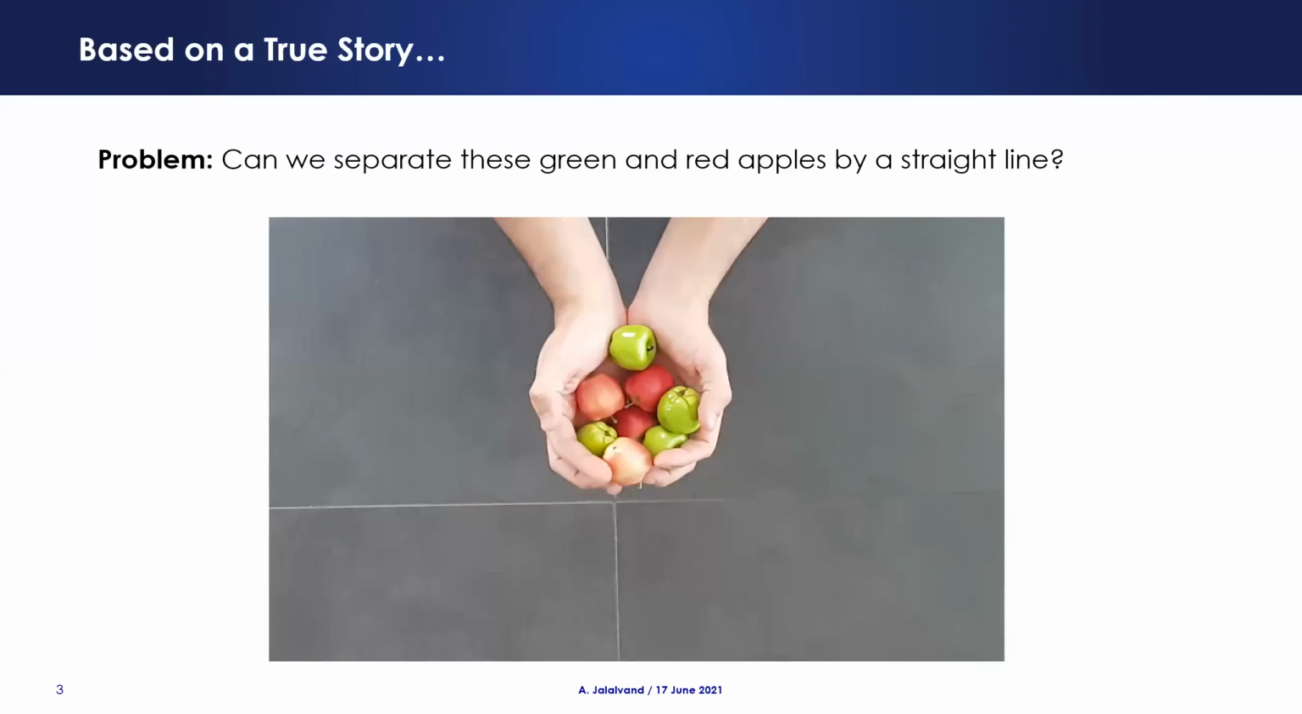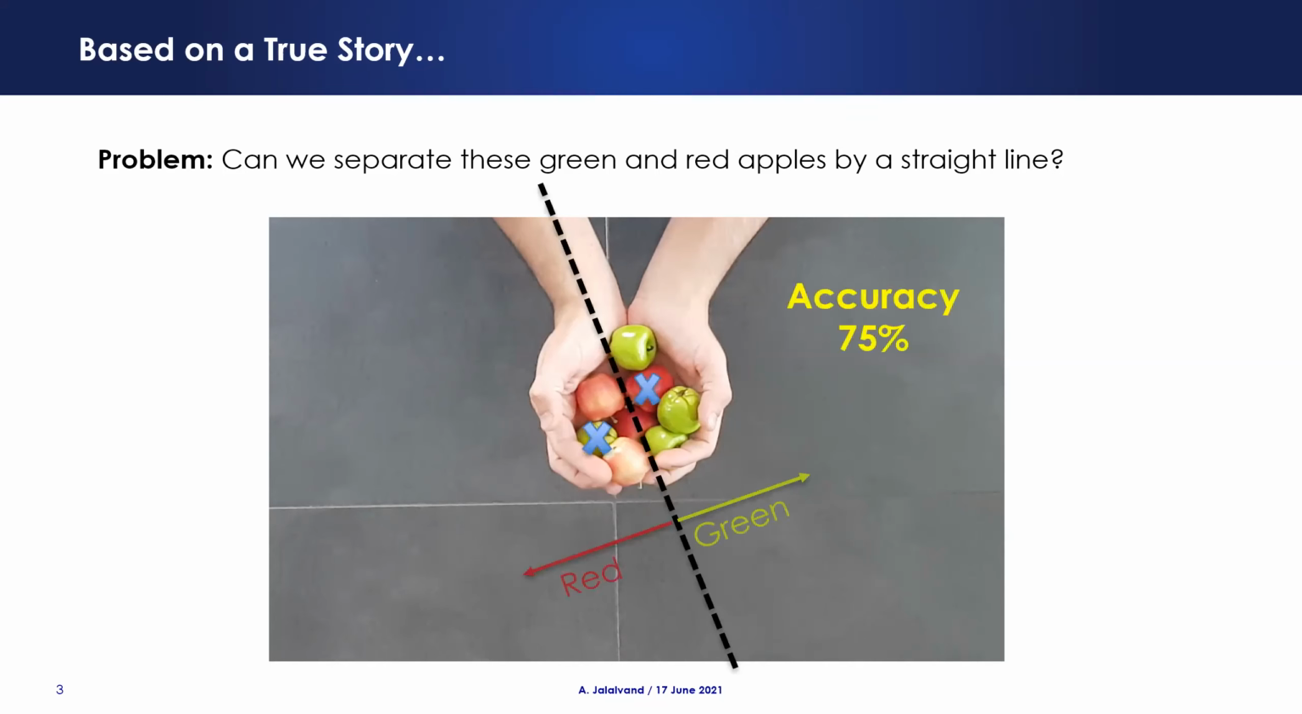Anyhow, let's begin with a true story. A few days ago, I thought, okay, so I have these 8 toy apples, green and reddish. I put them in my hand, and is it possible to somehow put a straight line to separate greens from reds? What would be the accuracy of that straight line to separate these two objects? If you do your best, I think this is the best straight line that you can come up with. Saying that, okay, this is the line, the right side belongs to green, left belongs to red.